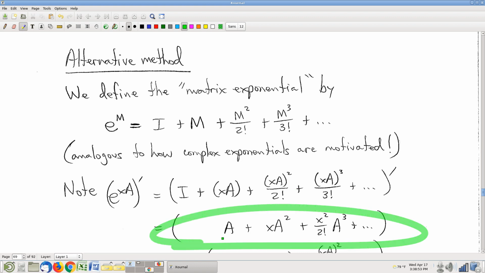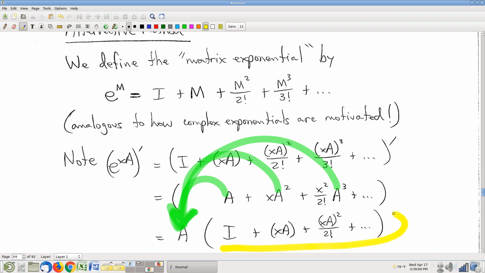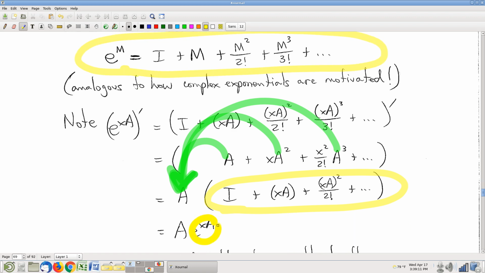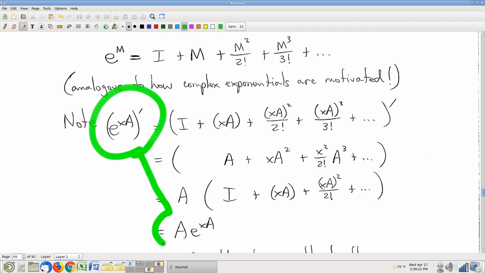What does that do for you? Well, a clever move. If you just factor out the shared factor of A in each one of these terms, note that what is left over is exactly, from that definition, e to the xA. The extra factor of A, of course, stays along for the ride, and we're done with the calculation here. Altogether, e to the xA has this as its derivative.